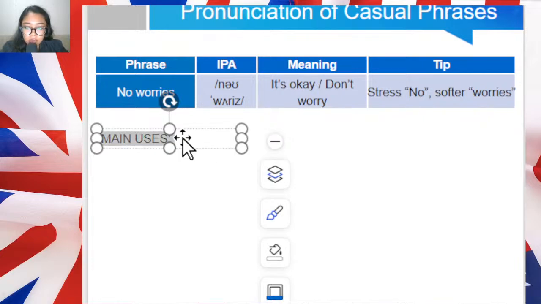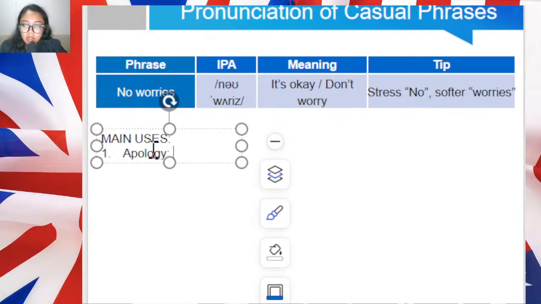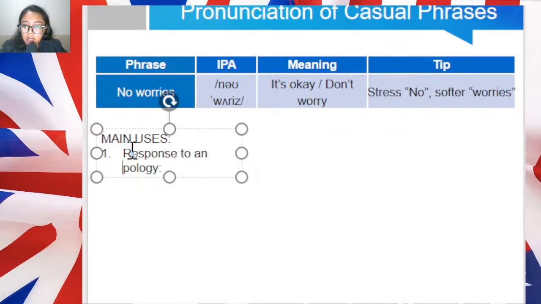First is that you could, for a moment. Okay. First is you can use no worries as a response to an apology. Okay? A response to an apology. Meaning that when someone apologizes to you for something small, like being a minute late or accidentally bumping into you, no worries is a perfect response.